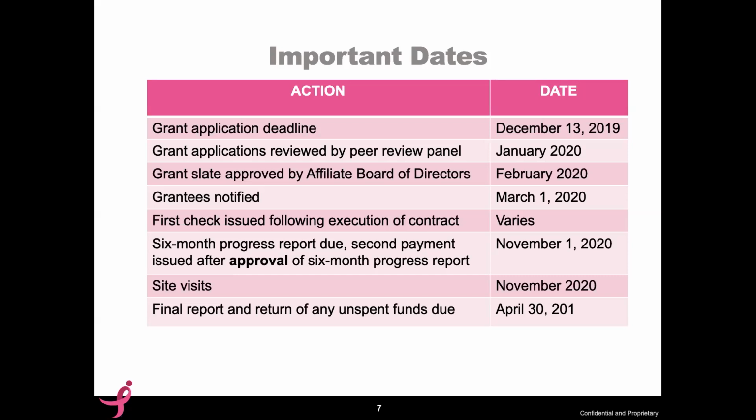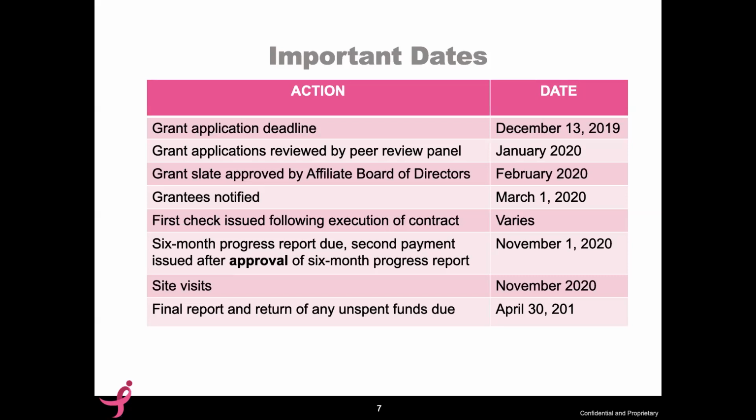Once our review panel sets a grant slate, it is then provided to our board of directors for a vote at our February board meeting. And then on March 1st, our notifications will go out to our grantees, as well as notifications to those that were not selected this year, but will be encouraged to apply in future years. At that point, once the contract is signed, the execution will commence and the first payment will be sent.